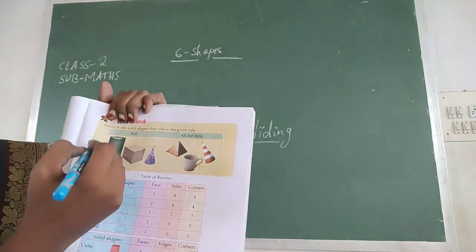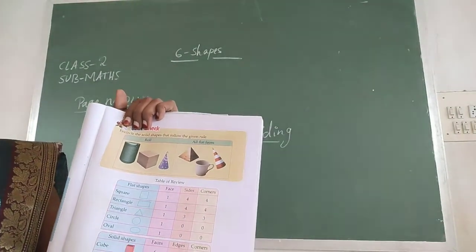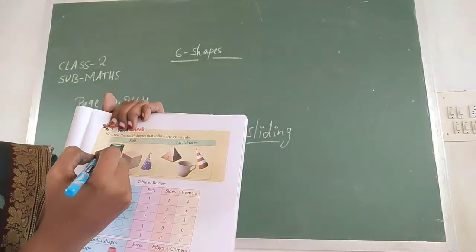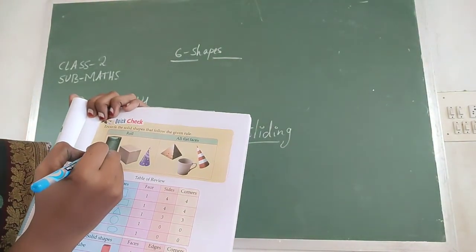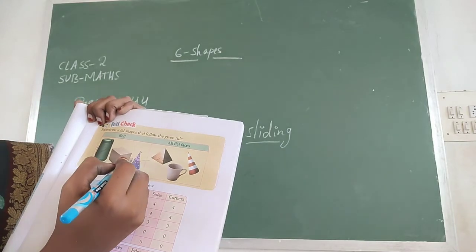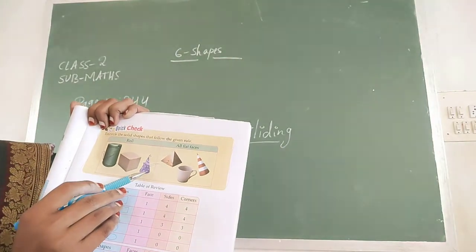So instead of encircling, you just put a right mark on this shape. No need to encircle, you just put a right mark. Okay? You just put a right mark on this and on this.